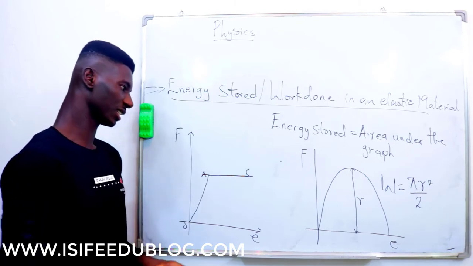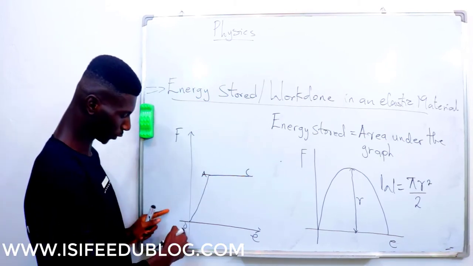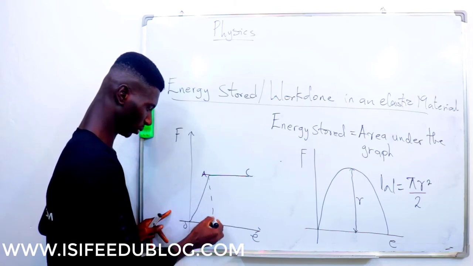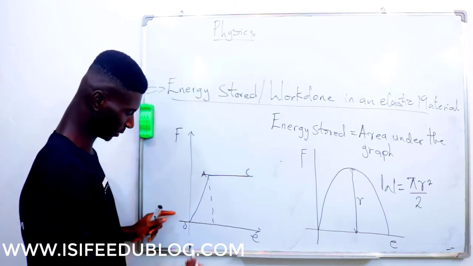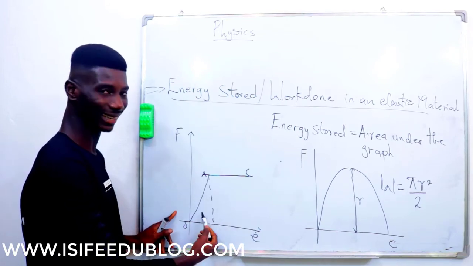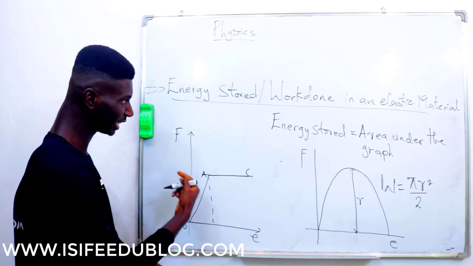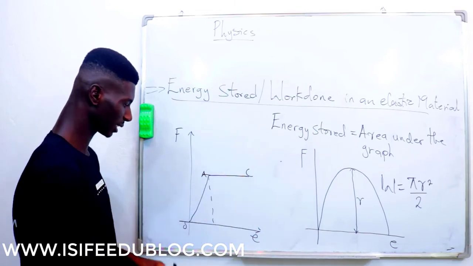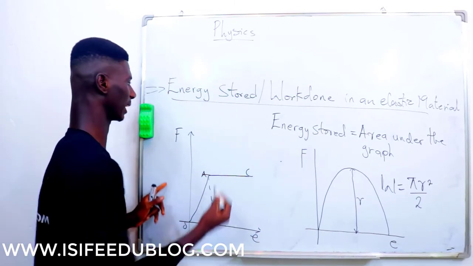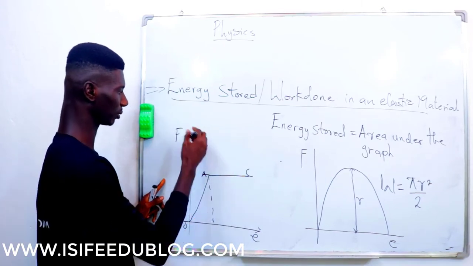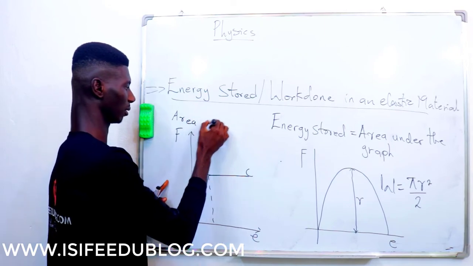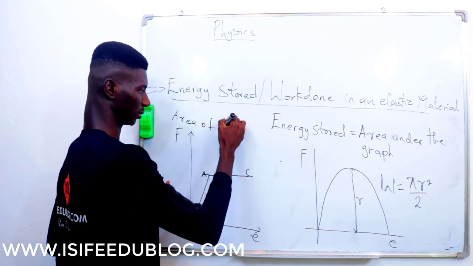In that case now, everything changes. If it is from O to A, this is what you have. Now, from O to A, if you complete this, it forms a right angle. So the energy or the work done by this elastic material from O to A is equal to the area of the triangle.